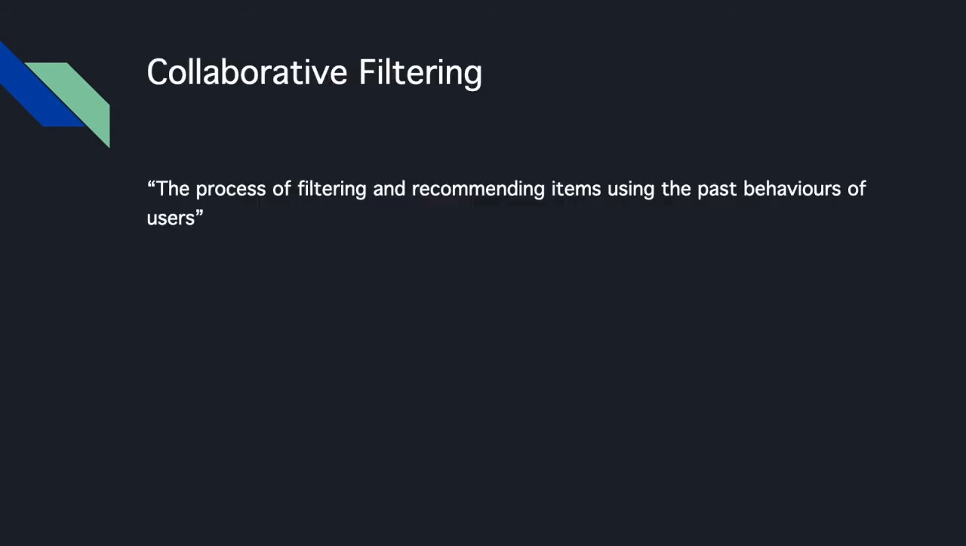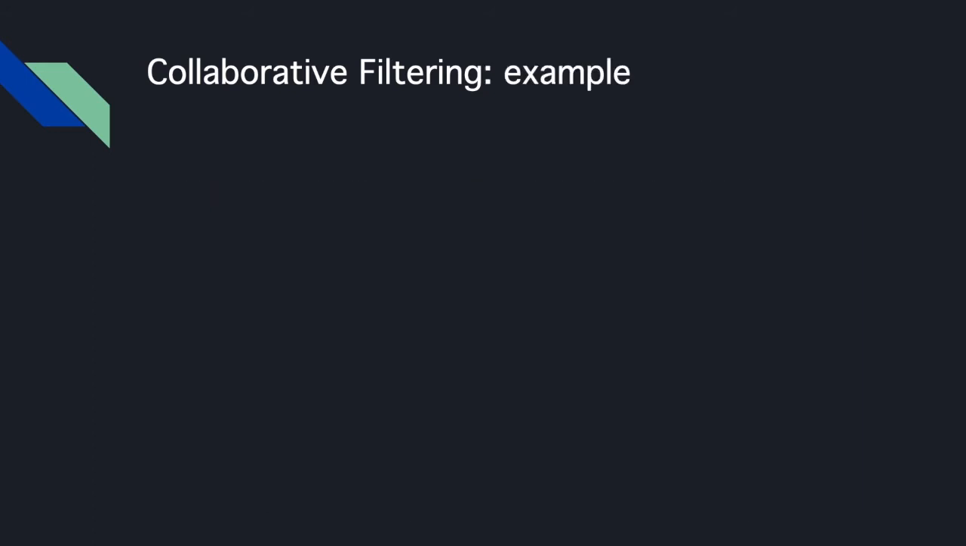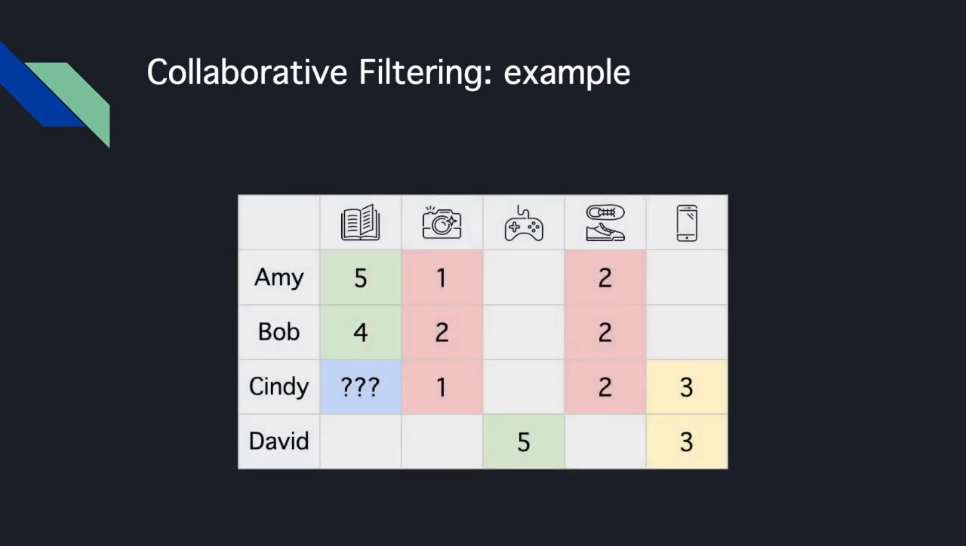Now I'll be explaining what collaborative filtering is. Collaborative filtering is the process of filtering and recommending items using the past behaviors of users. Let's look at a simplified example. Here we have a table containing the individual ratings of each item by the four users Amy, Bob, Cindy, and David. This is called the user item matrix.